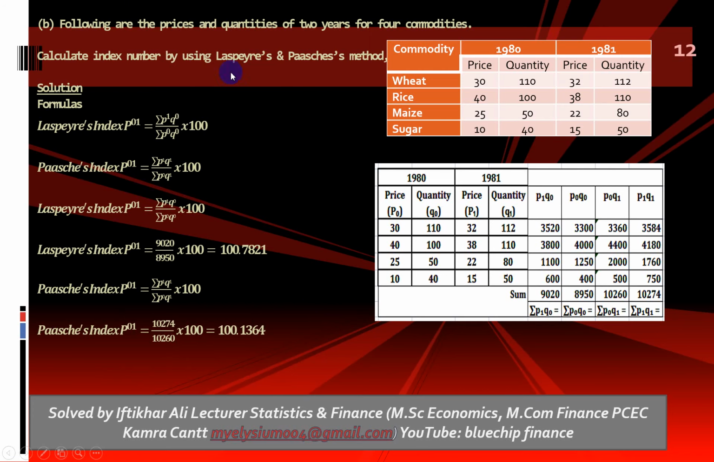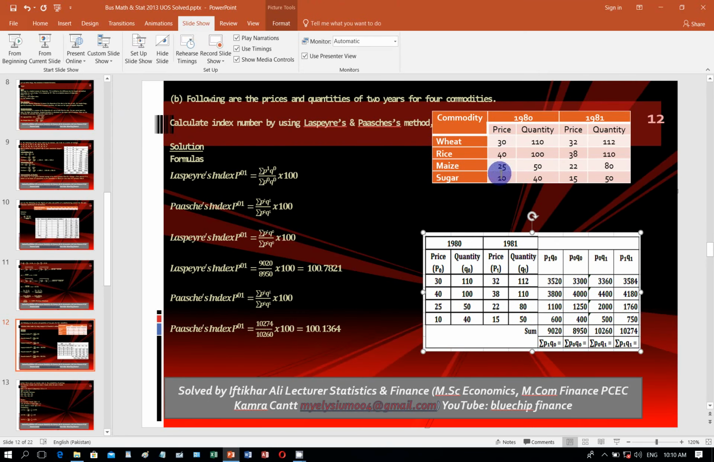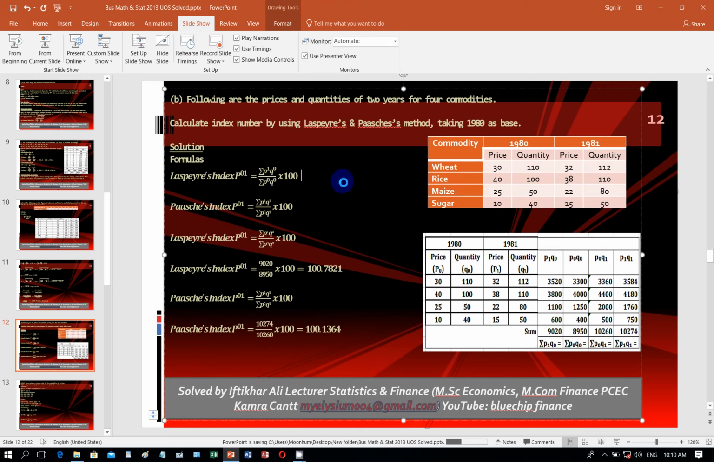Part B: the following are the prices and quantities of 2 years for the commodities. Calculate the index number by using the Laspeyres method and the Paasche method. Something is hidden behind the table, so I just want to change the location or drag it down. So right here we need to calculate the index number by using the Laspeyres and Paasche methods.